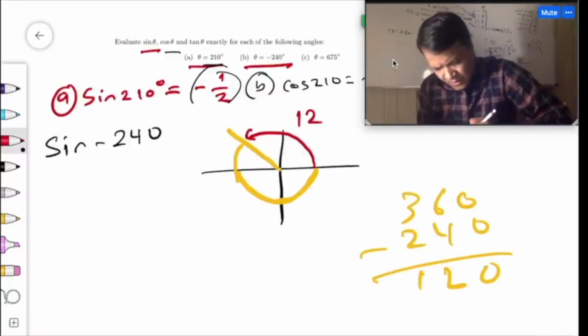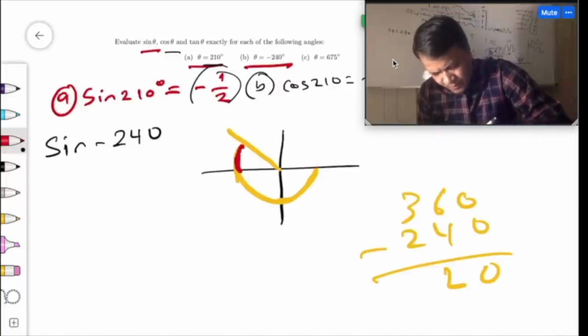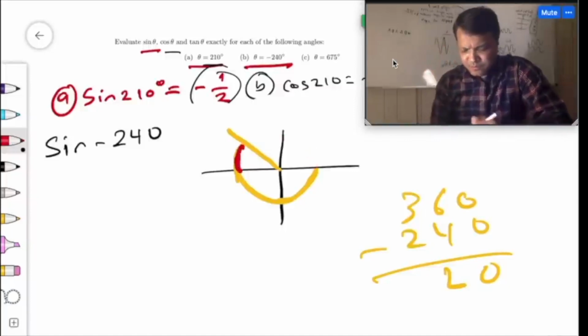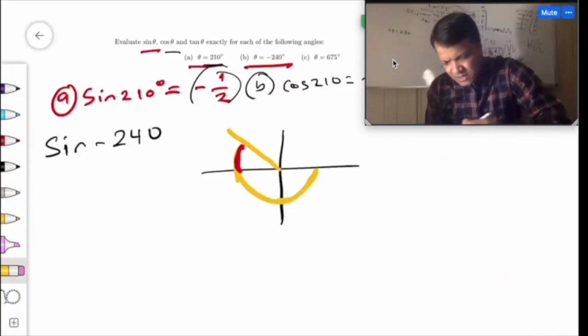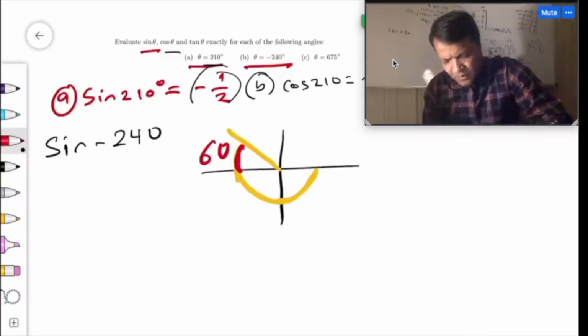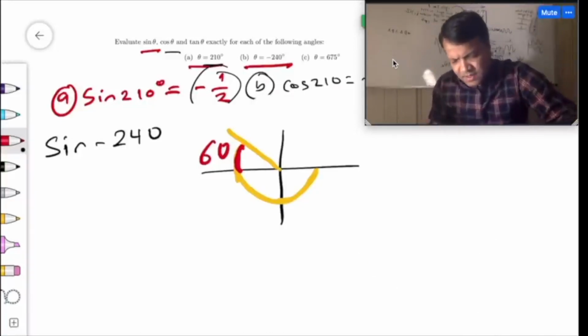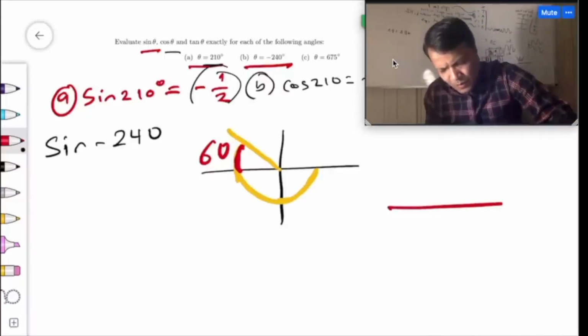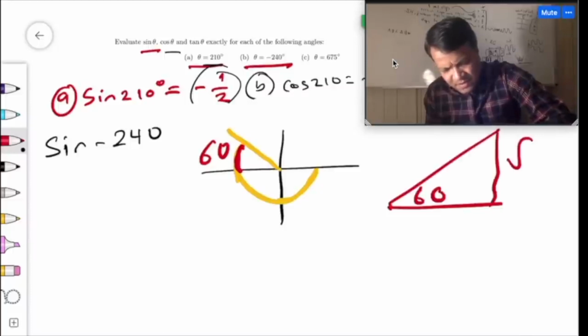We don't need to know that. What we do need to know is this one, and this one is 60. If this is 60, then this side is root 3, this is 1, and this is 2, because this is the 30 degree angle. Opposite to 30 degrees is 1, and opposite to 90 degrees is 2.